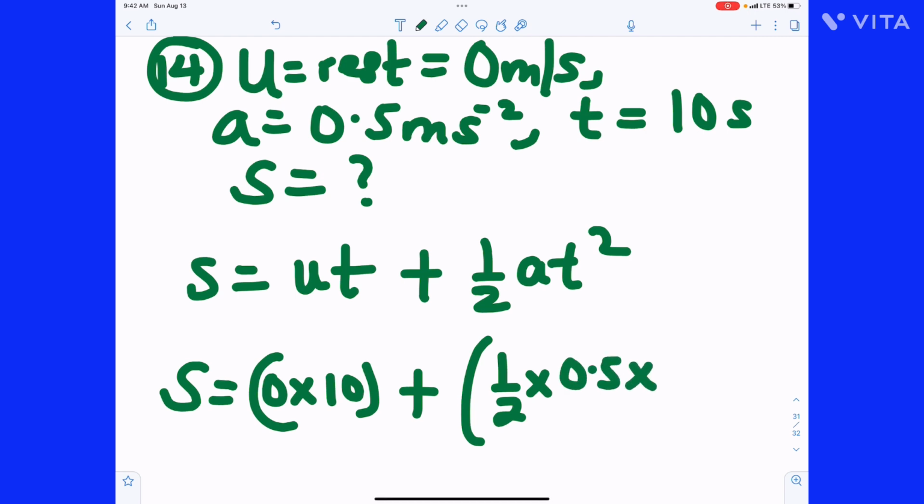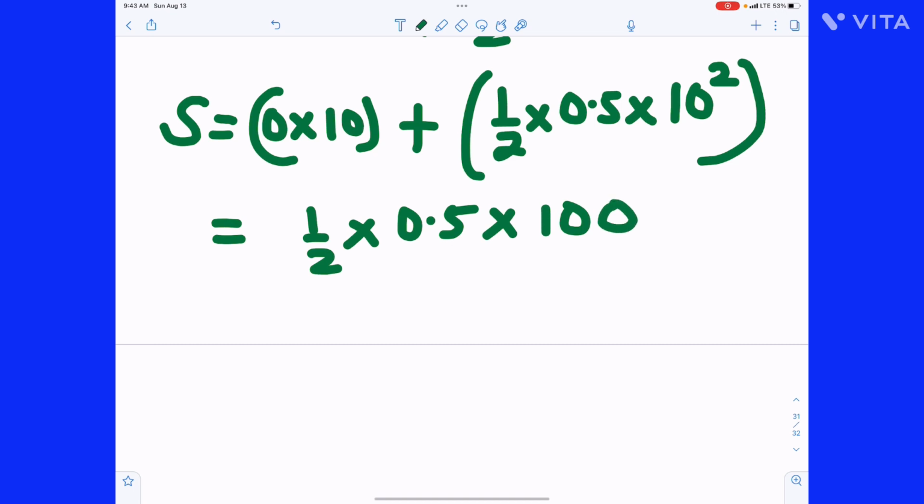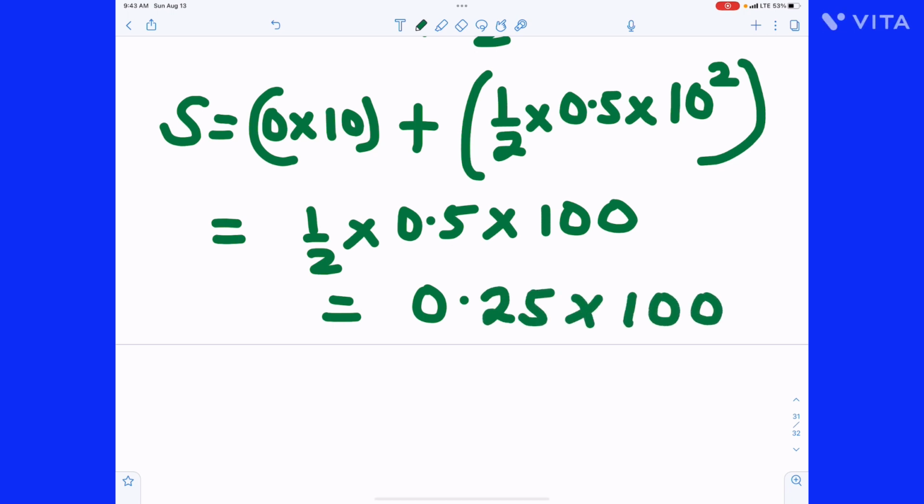0.5 times what? 10 squared. Half times 0.5 times 10 squared. What does that give you? This will disappear. So all I have left is half times 0.5 times 100. 10 squared is 100. So half times 0.5 is 0.25. 0.25 times 100 is 25 meters.